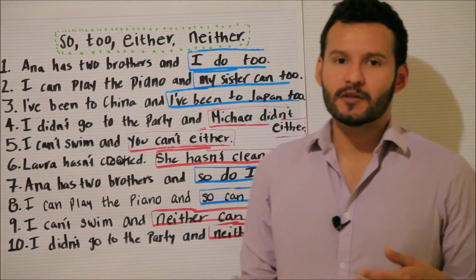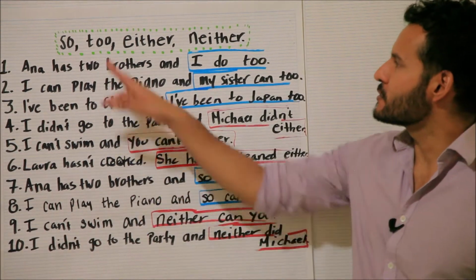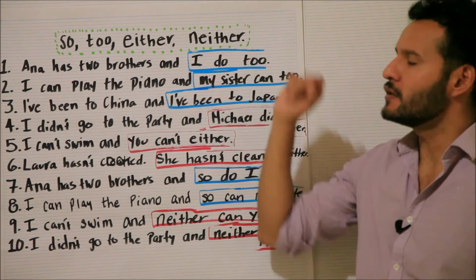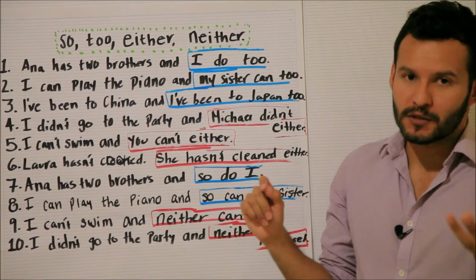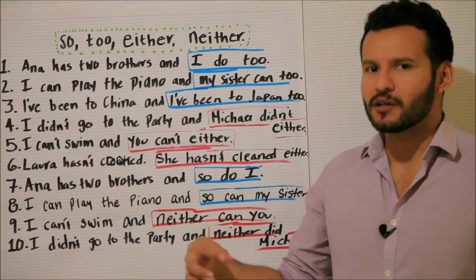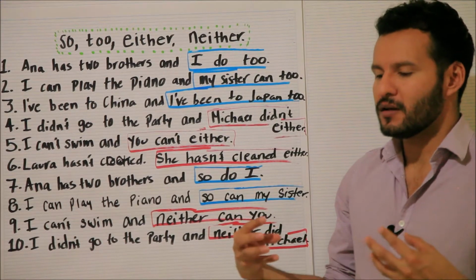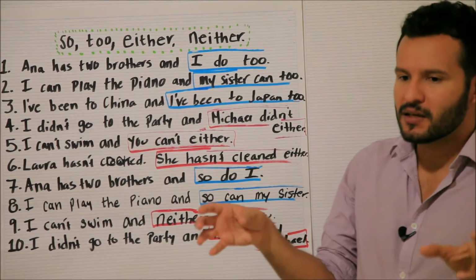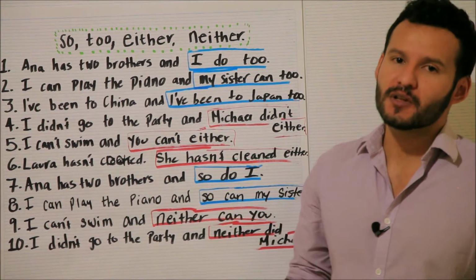In today's video we're going to be talking about showing similarities with the words so, to, either, and neither. And the first word that we're going to look at is the word to, because probably the majority of you are already familiar with this particular word. So basically we use the word to when we want to indicate that two ideas or two sentences have something in common. So to show similarities.